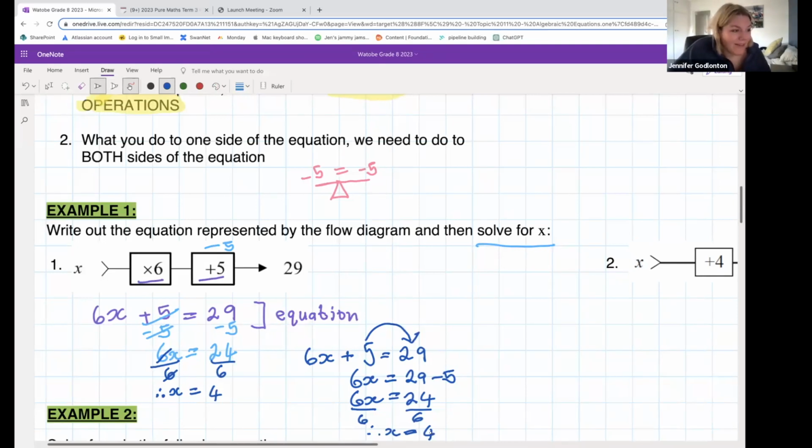All right, I'm going to quickly have a look at the chat here. Does anyone have any questions about example 1 before I move you on to example 2? If you have questions, please put them in the chat so that I can answer you.